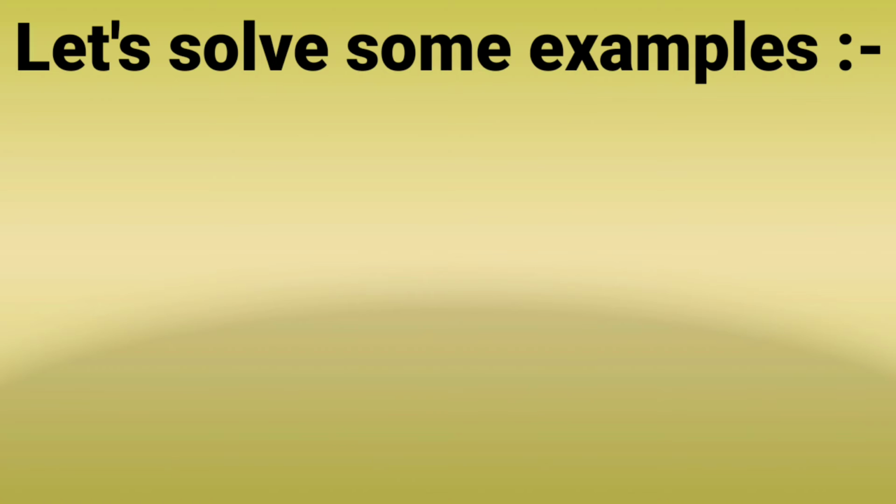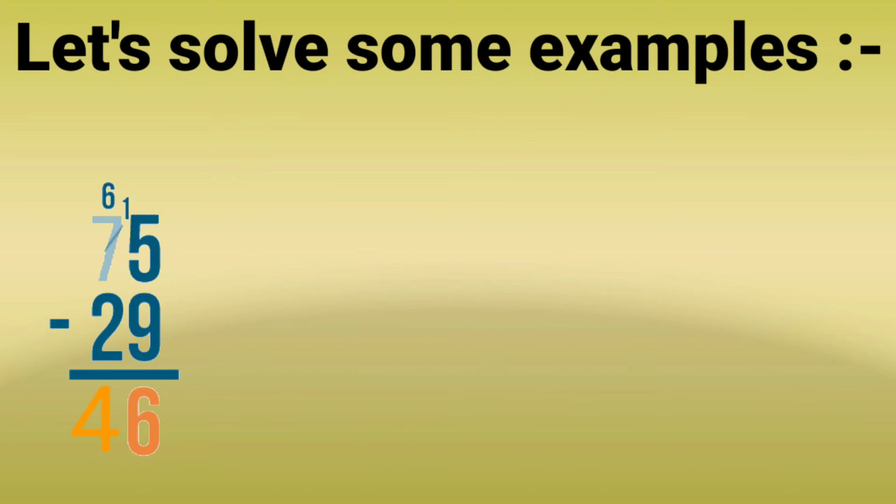Let's solve some examples. First is 75 minus 29. So as you can see, here the number 9 cannot be subtracted from 5. So we will borrow 10 from 7. As we borrow 10 from 7, then one digit will be subtracted from 7. That is, 7 will become 6 and 5 will become 15. So now 15 minus 9 equal to 6 and 6 minus 2 equal to 4. So answer is 46.